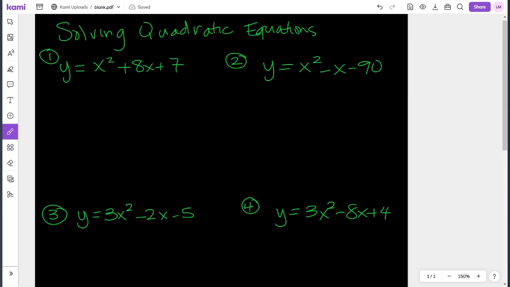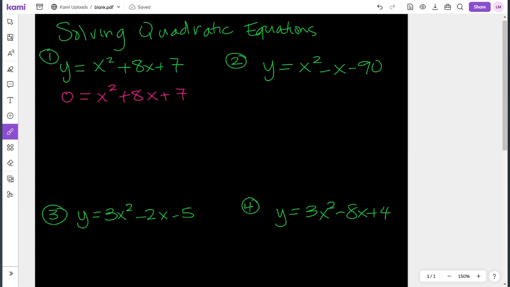So solving quadratic equations, I'm going to replace y with 0 because I'm finding an x-intercept. And it doesn't matter if you put x squared plus 8x plus 7 equals 0 or 0 equals. It makes absolutely no difference. If you want to flip it around, you can. The focus is on factoring this.